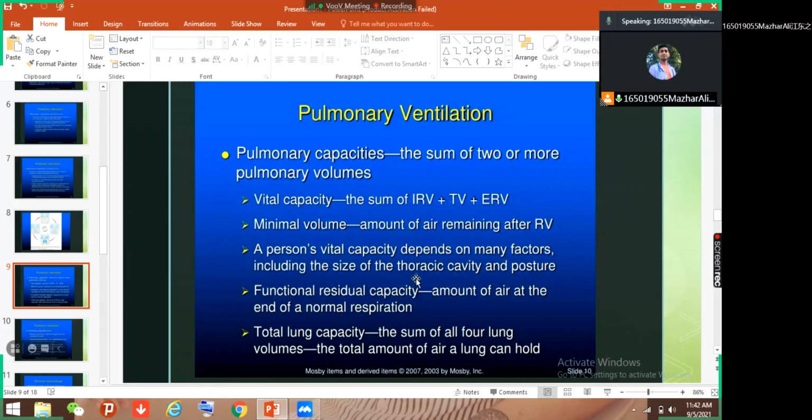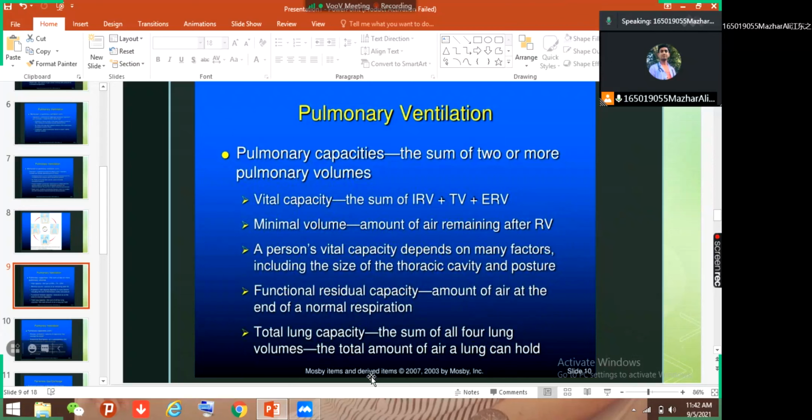Then there is the functional residual capacity, the amount of air at the end of normal respiration. Residual volume means what? The air remaining after forceful expiration. But functional residual capacity means what? The amount of air at the end of normal respiration. And what's the total lung capacity? The sum of all four lung volumes, the total volume that a lung can hold.